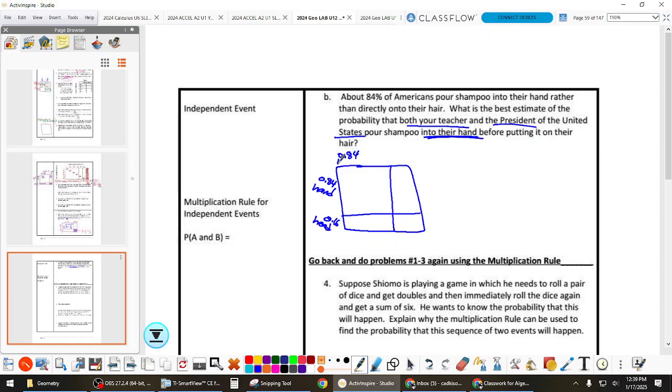Since both people are supposedly the same probability, we can just split it in each direction the same way. And it doesn't matter which direction is who, right? It's the same for both. What if it did? Well, let me ask you that after we're done with this one. So the probability that both pour shampoo into their hand first. Do you see how this would be this big section, right? So both hand. So that's 0.84.